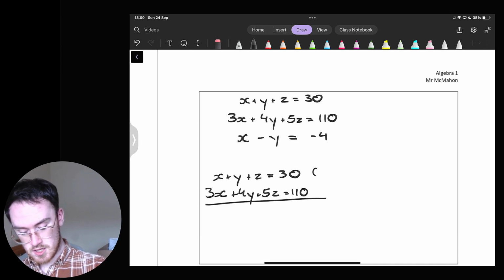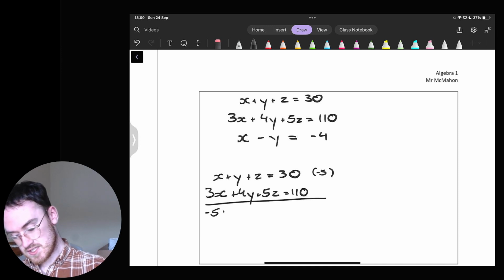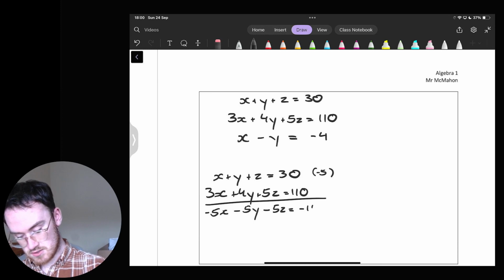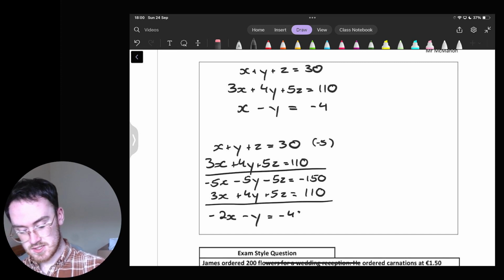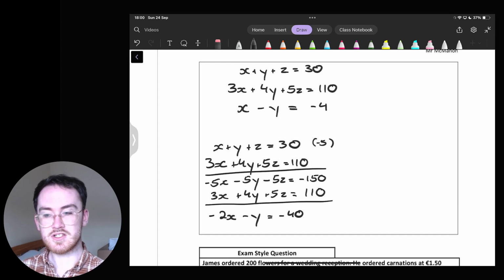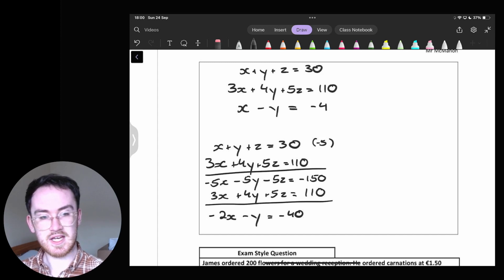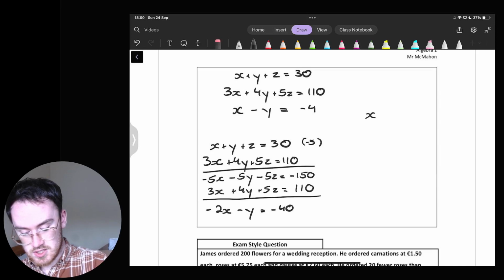So let's multiply the top one by minus 5. Minus 5x minus 5y minus 5z equals minus 150. 3x plus 4y plus 5z equals 110. So let's have a look then. Minus 2x minus y equals minus 40. Okay, minus 2x minus y equals minus 40. So let's take these 2 equations now. x minus y equals minus 4, minus 2x minus y equals minus 40.